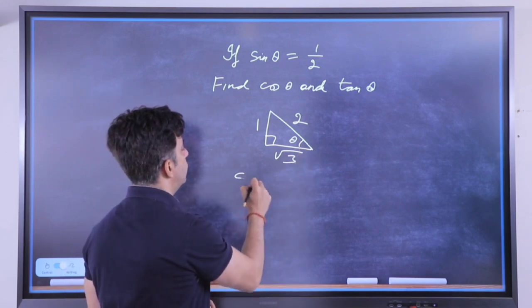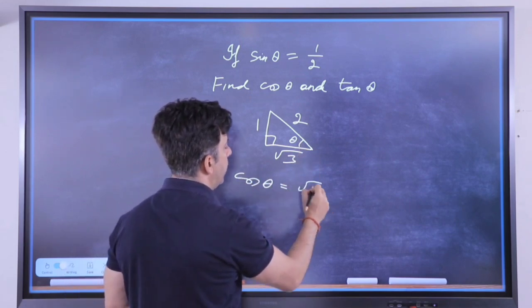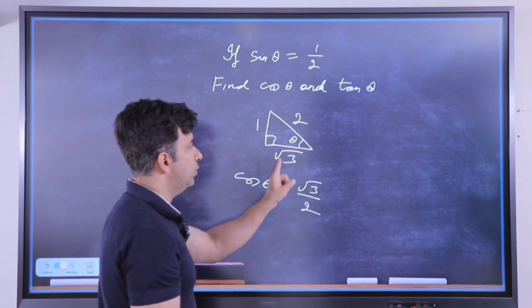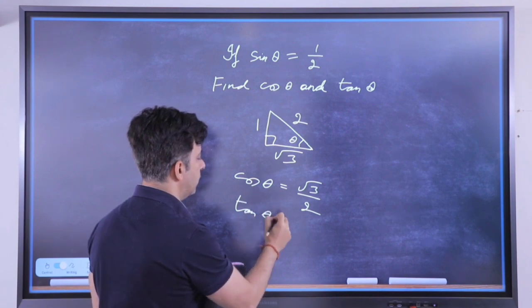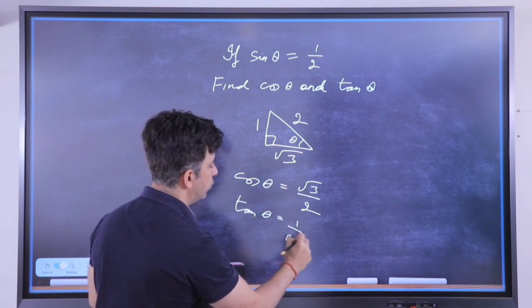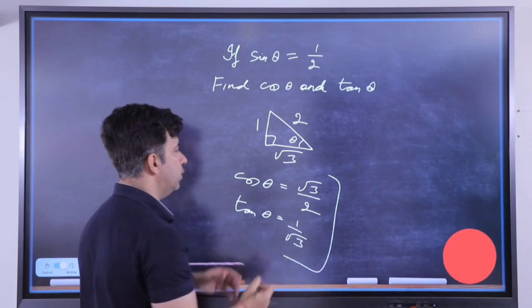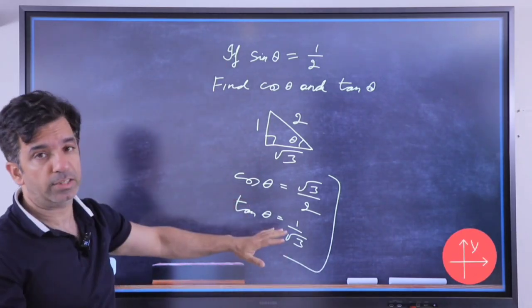Now cos theta is what? Cos theta is base upon hypotenuse, which is root 3 by 2, and tan theta would be perpendicular upon base, which is 1 by root 3. This would be my complete final answer.